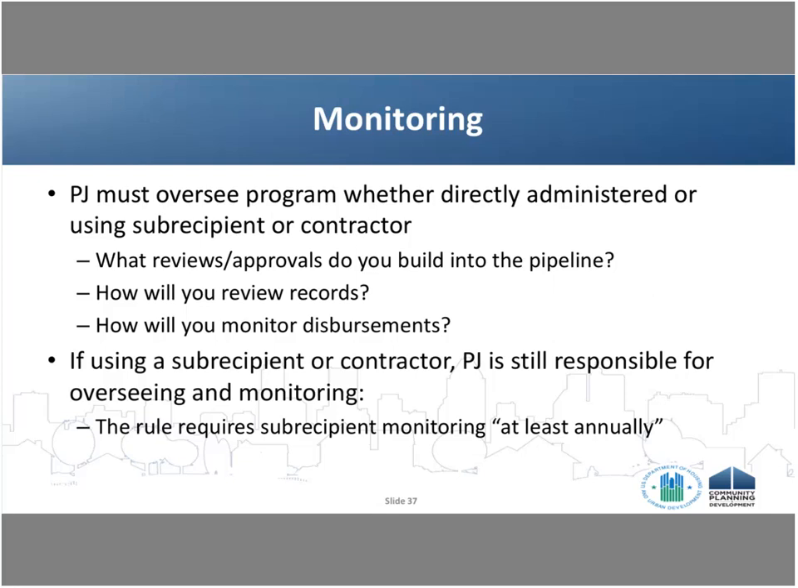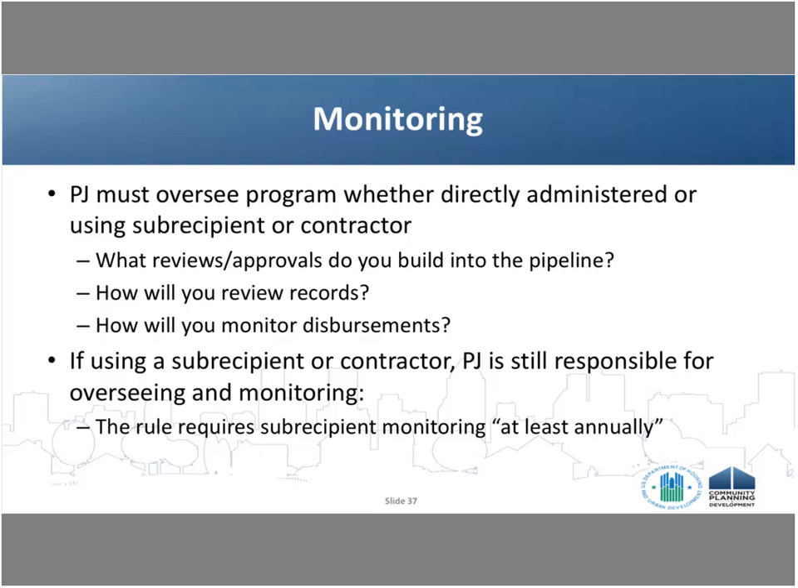How will you review records? How will you monitor disbursements? How will you make certain that any subrecipient or contractor that you use is doing things according to the written policies and procedures that you've adopted? Please don't forget this as an integral step.